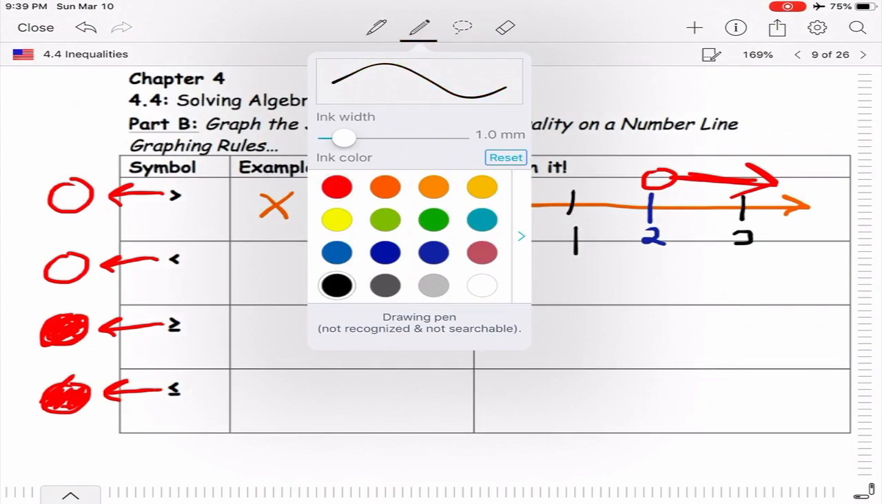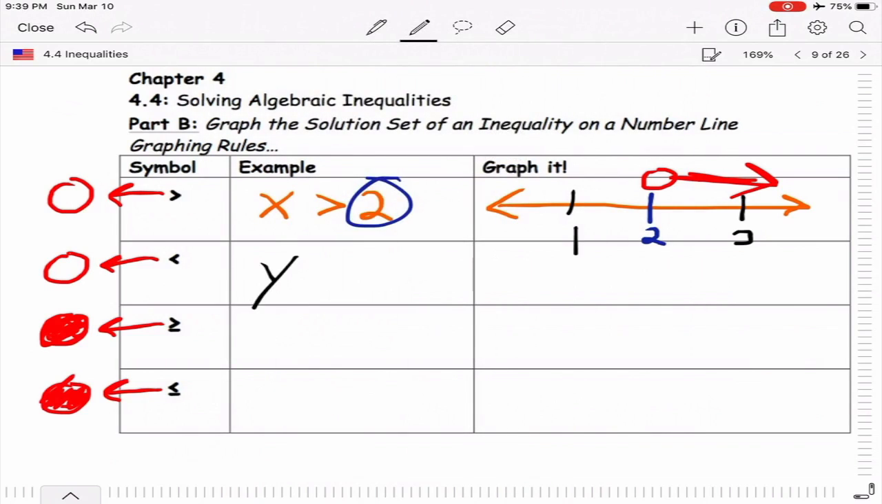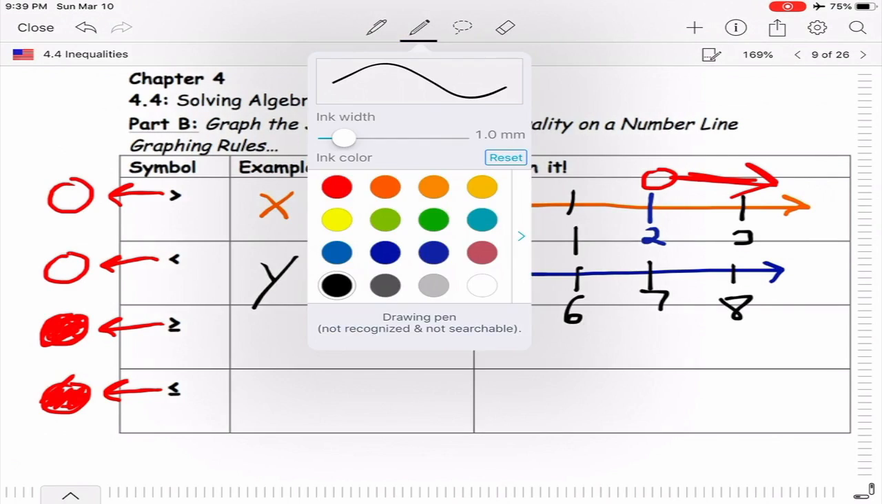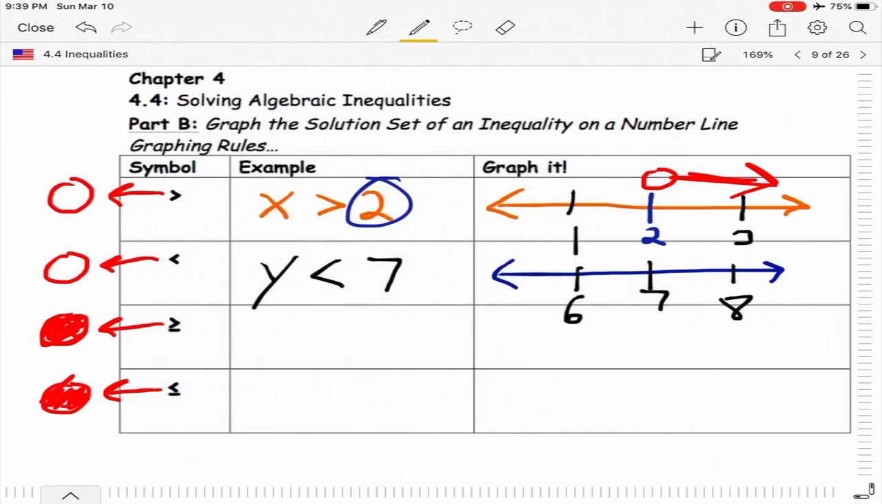Okay, let's do another one. This time it's going to be y is less than 7. Once again, I'll do a number line. I'll put the 7 right in the middle. One number less is 6. Because it's a less than symbol, I'm going to do an open circle above the 7. But once again, because it's less than 7, I'm going to go in the direction where the numbers are smaller than 7. So in this problem, I'm going to shade to the left, because 6, 5, 4, 3, 2, 1, all those numbers are less than 7.